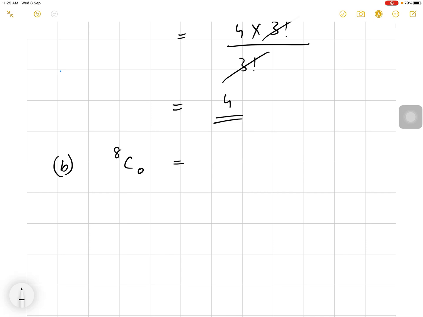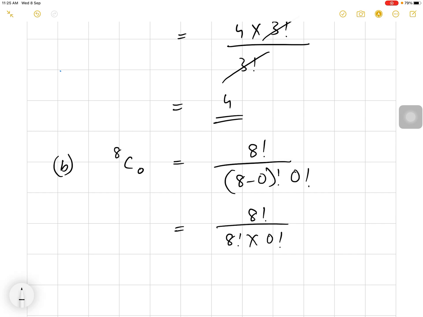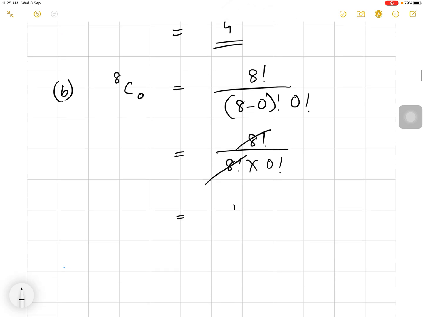8C0 will be 8 factorial divided by (8 minus 0) factorial times 0 factorial. 0 factorial is always 1. So I can write this as 8 factorial, 8 minus 0 is 8, 8 factorial into 0 factorial. 0 factorial is 1, so 8 factorial you can cut. What is remaining? 1. So when r is equal to 0, the answer is always 1 in case of combination.